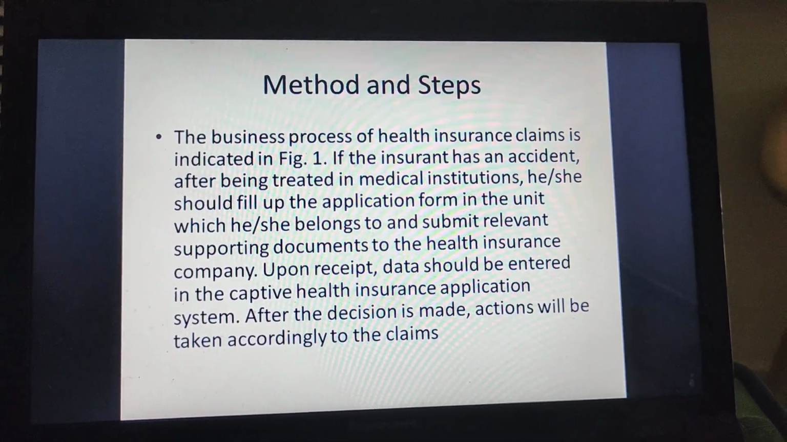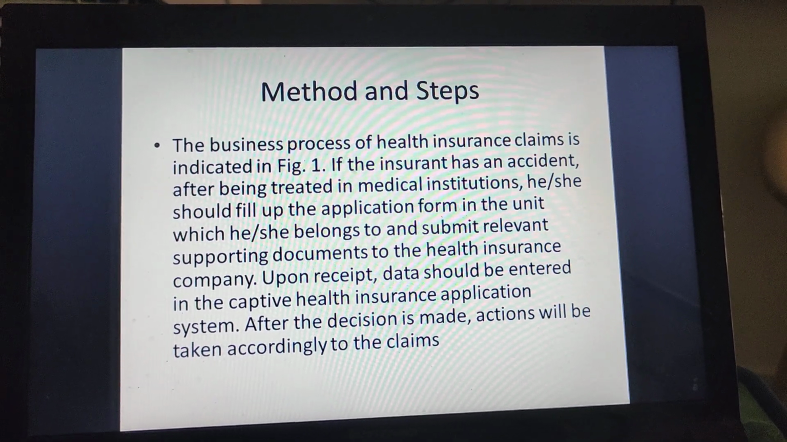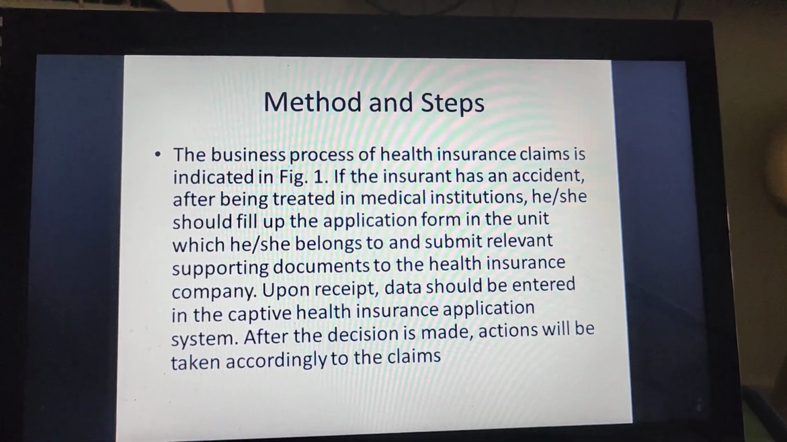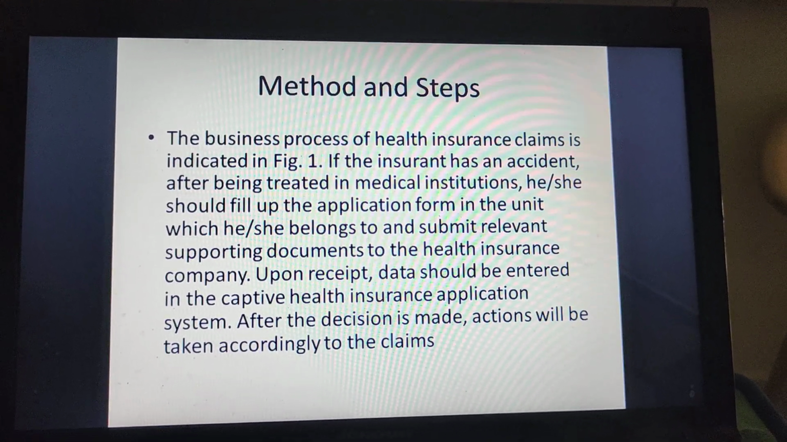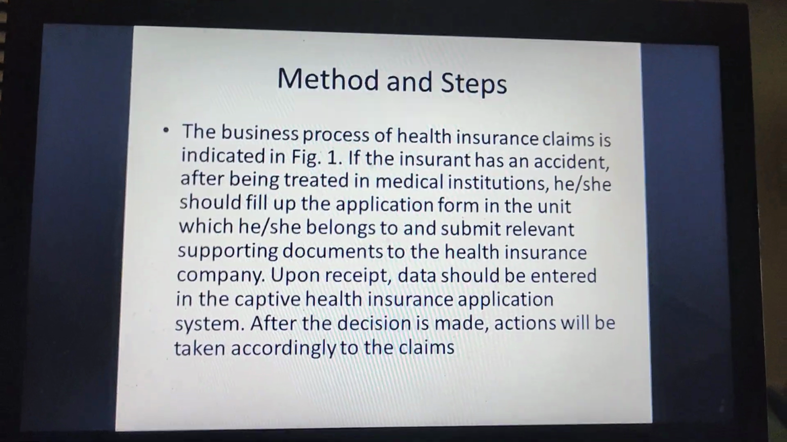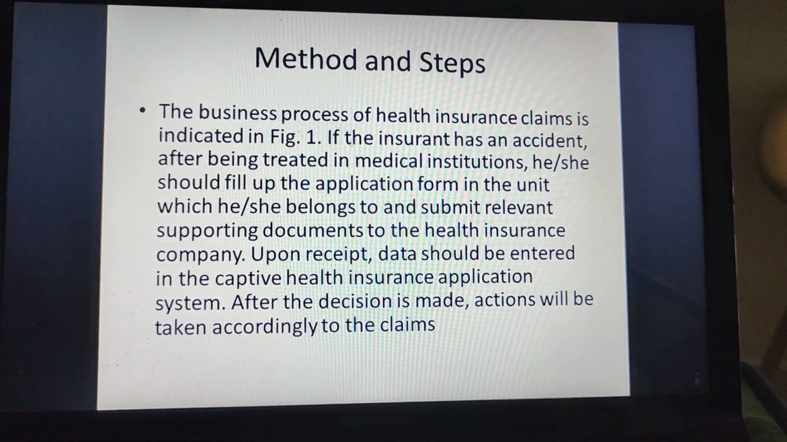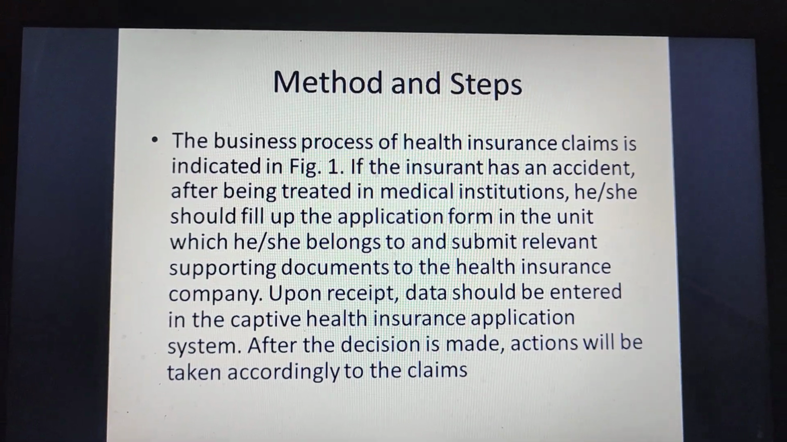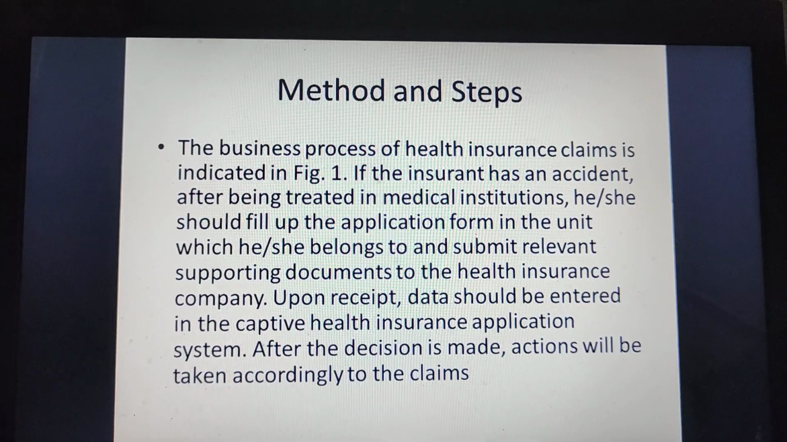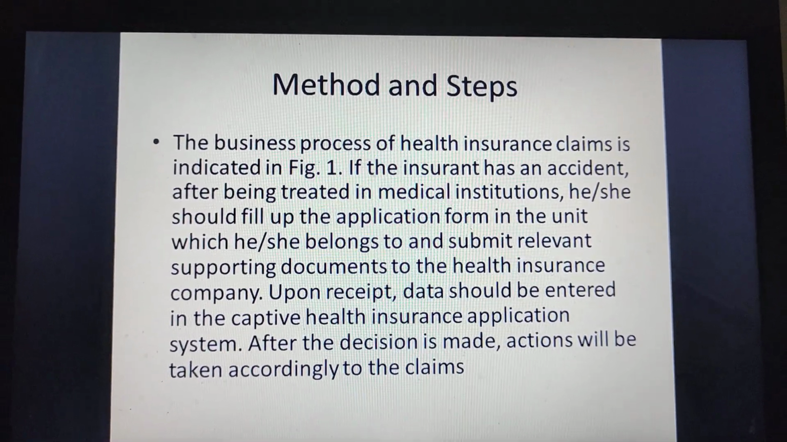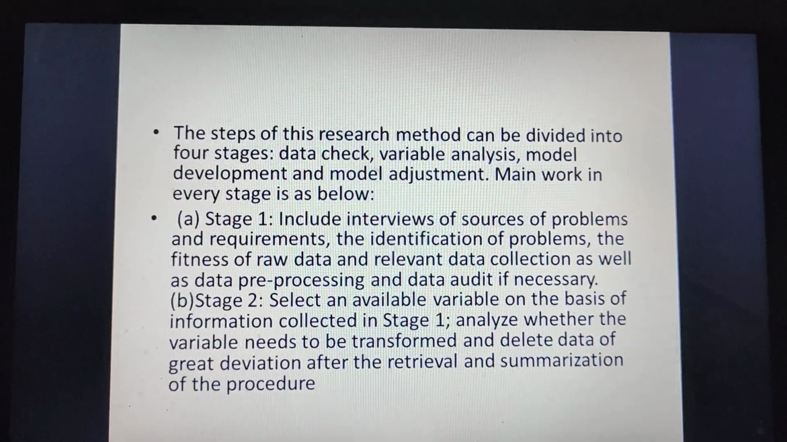Methods and steps. The business process of health insurance claims is indicated in figure 1. If the insured has an accident after being treated in medical institutions, he or she should fill up the application form in the unit to which he or she belongs and submit relevant supporting documents to the health insurance company. Upon receipt, data should be entered in the Capito Health Insurance application system. After the decision is made, actions will be taken accordingly to the claims.